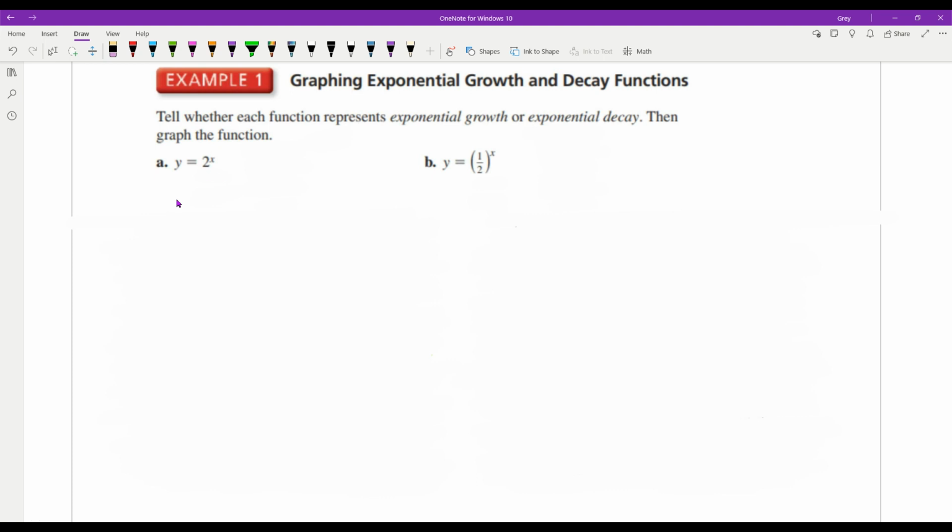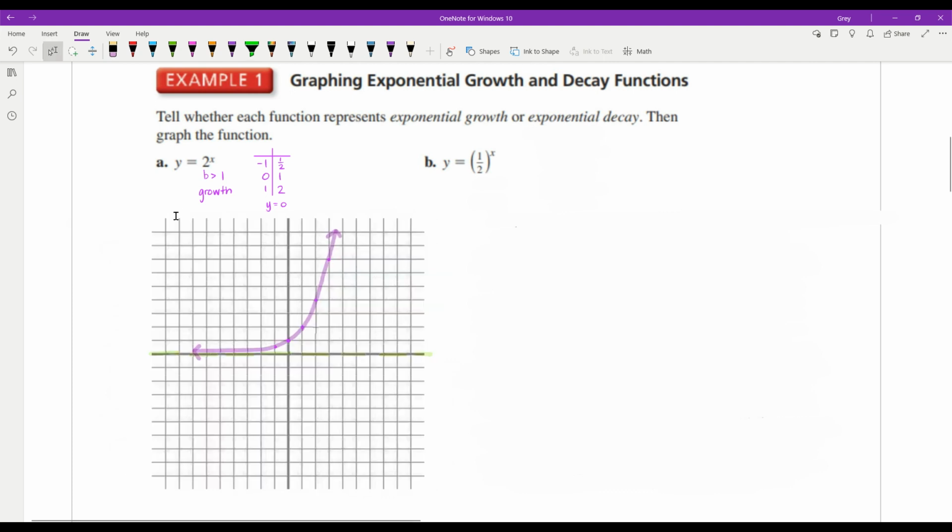So in this first one, b is greater than 1, so I know that I have growth. And my key points, we just talked about, are negative 1, 0, and 1. I'm going to start with my b down here at the bottom, which is 2, then always 1, and the reciprocal of 2, which is 1/2. And my asymptote is y equals 0. So my graph looks like this. Here's my dotted line right here. That's my asymptote. Asymptote is always dotted. And you can see the key points right here: negative 1, 1/2; 0, 1; and 1, 2.